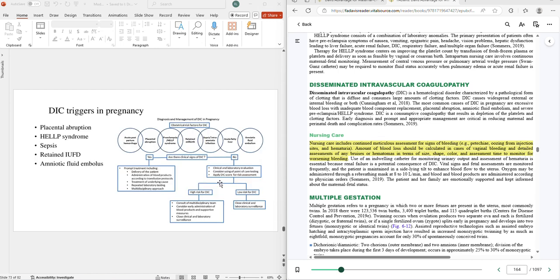And then there's some triggers. So over here, placental abruption, HELLP syndrome. So when you get HELLP, you could further get DIC. Sepsis, retained intrauterine fetal demise, which is what IUFD is. Amniotic fluid embolus.